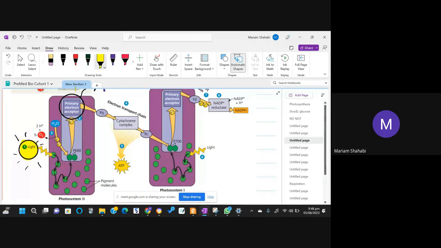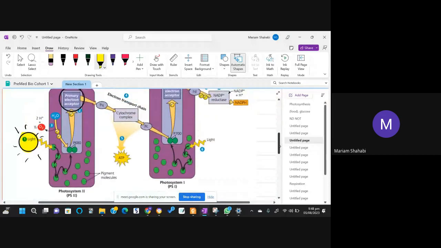ठीक है, तो ये जो sun की energy है, that is captured by the pigment molecules. ये photosystem 2 है, and photosystem 2 appears before photosystem 1 क्योंकि वो discovery पहले हुई थी photosystem 2 की, so that's the order in which we study.